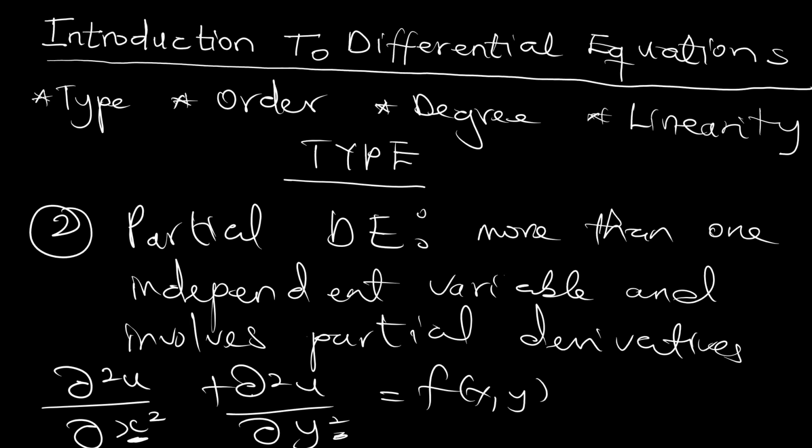The difference between the ordinary and the partial is that the ordinary uses the actual D of the alphabet, but the partial uses the del, like a D with a curved tail. Yes. So this is a partial differential equation. Okay. Now we are done with the types of differential equation. Let's move on to the order of a differential equation.